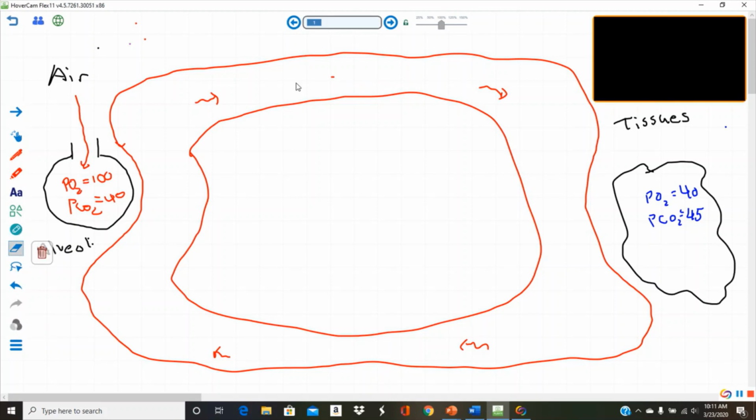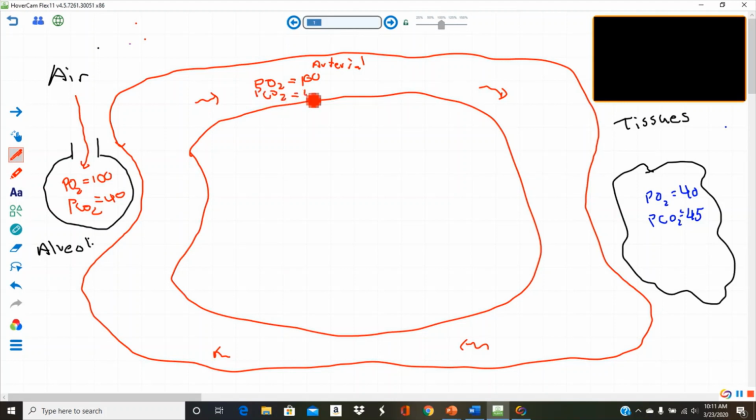So right here, what you guys are going to be dealing with is arterial blood. And the partial pressure of oxygen, PO2, we're going to say it's going to stay at 100. And the partial pressure of carbon dioxide at 40.